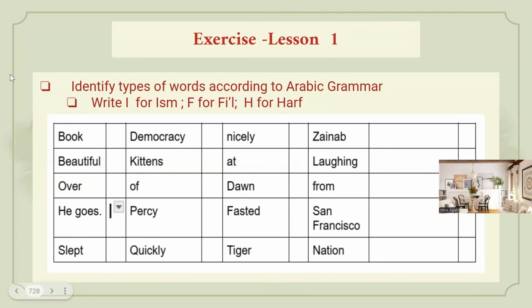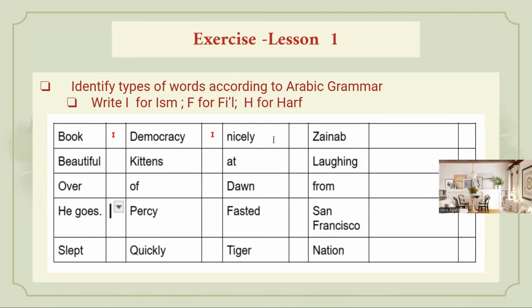Okay, what you need to do is look at different words and identify which type of word each one is. If it's an ism, you write I for ism, F for fail, and H for harf. So book is what? Book, name of a thing, right? So this is ism. Okay, democracy. Democracy is an idea, right? So ideas are ism.